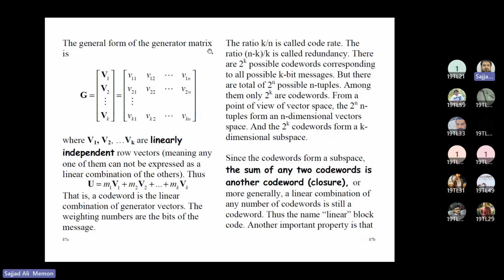So the general form of the generator matrix is G equal to V1, vector 1, vector 2, up to vector V of k, where these vectors are linearly independent row vectors, meaning any one of them cannot be expressed as a linear combination of the others. Thus, U is equal to M1 V1 plus M2 V2 plus up to M of k V of k. So that is a code word, a linear combination of generator vectors. The weighting numbers are the bits of the message.